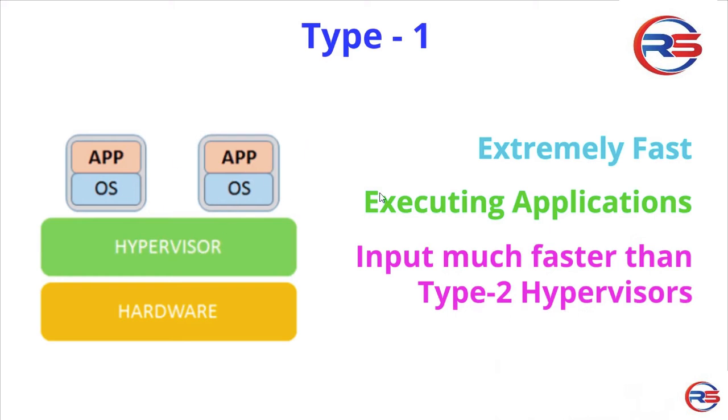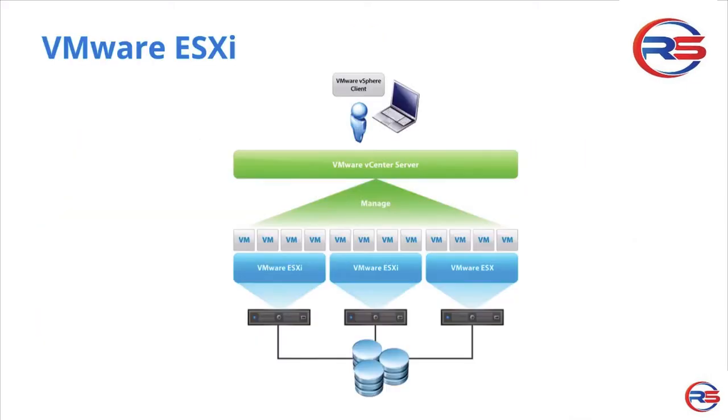Type 1 is better than type 2. Why is it better than type 2? Because it's extremely fast. It can execute applications faster than type 2 and its input is also faster than type 2. An example of type 1 is VMware ESXi, which is a type 1 hypervisor.